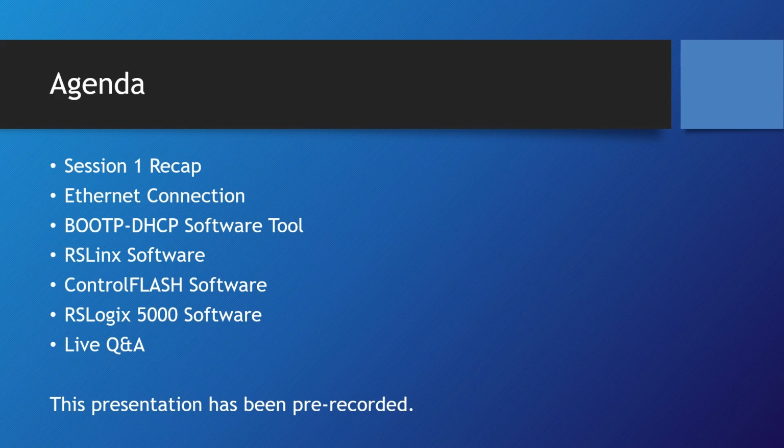Fourth, using RSLinx Software, where we will be adding our PLC communication path and assigning a static IP address to the communication module. Fifth, using ControlFLASH Software to flash the desired firmware version to the PLC processor. Sixth, using RSLogix 5000 software, where we will create a project, add I/O modules, download the project, and go online. Finally, we will be wrapping this up with a live Q&A session. This presentation has been pre-recorded, so please save your questions for the live Q&A session at the end.